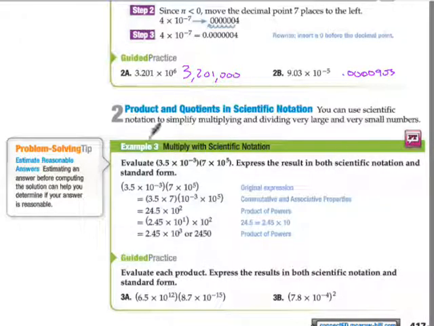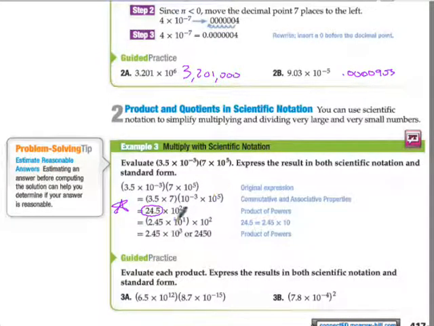So if I'm going to multiply 3.5 times 7, I do that and I get 24.5. This is 24.5 times 10 to the second, because negative 3 plus 5 is 2. Now, the key is, and this is a big deal, so like super star, asterisk, whatever, this number is not between 1 and 10. So this is not scientific notation.